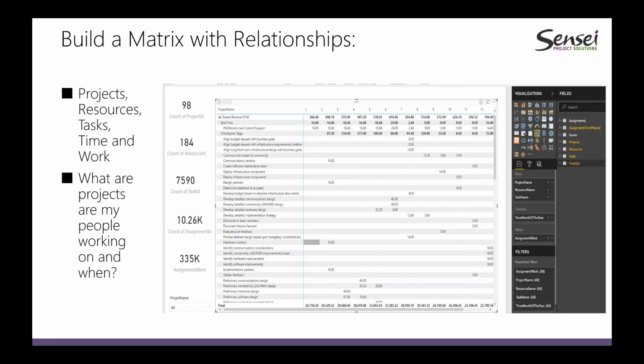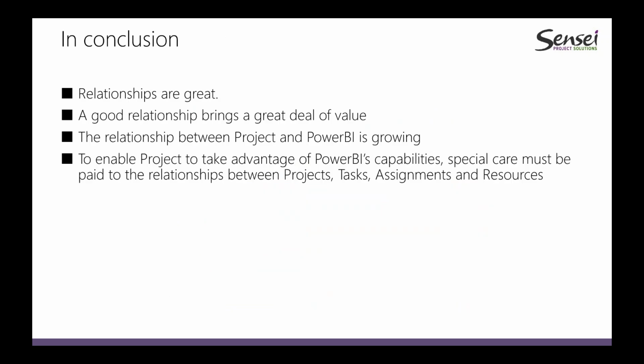I hope that this was illustrative. So in conclusion, then we'll go into some questions. Relationships are great. Everyone should have a relationship if they so desire. And good relationships bring a great deal of value. You have the ability to learn something from a great relationship. And in this case, we're learning which tasks are in which projects, which tasks have which resources assigned to them, and we're all getting that out of the relationship.